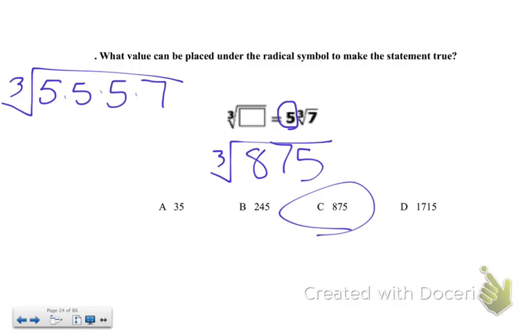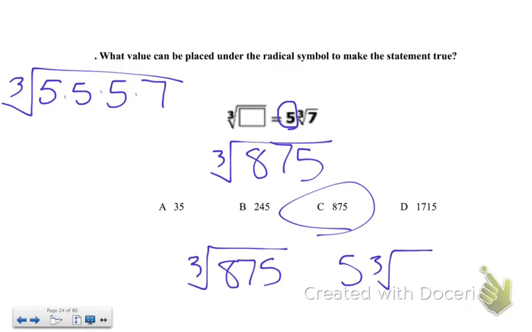C. And again, one way to check your answer would be to type into your calculator cube root of 875, see what it gives you, and then type in 5 times the cube root of 7, and it will give you the same decimal answer.